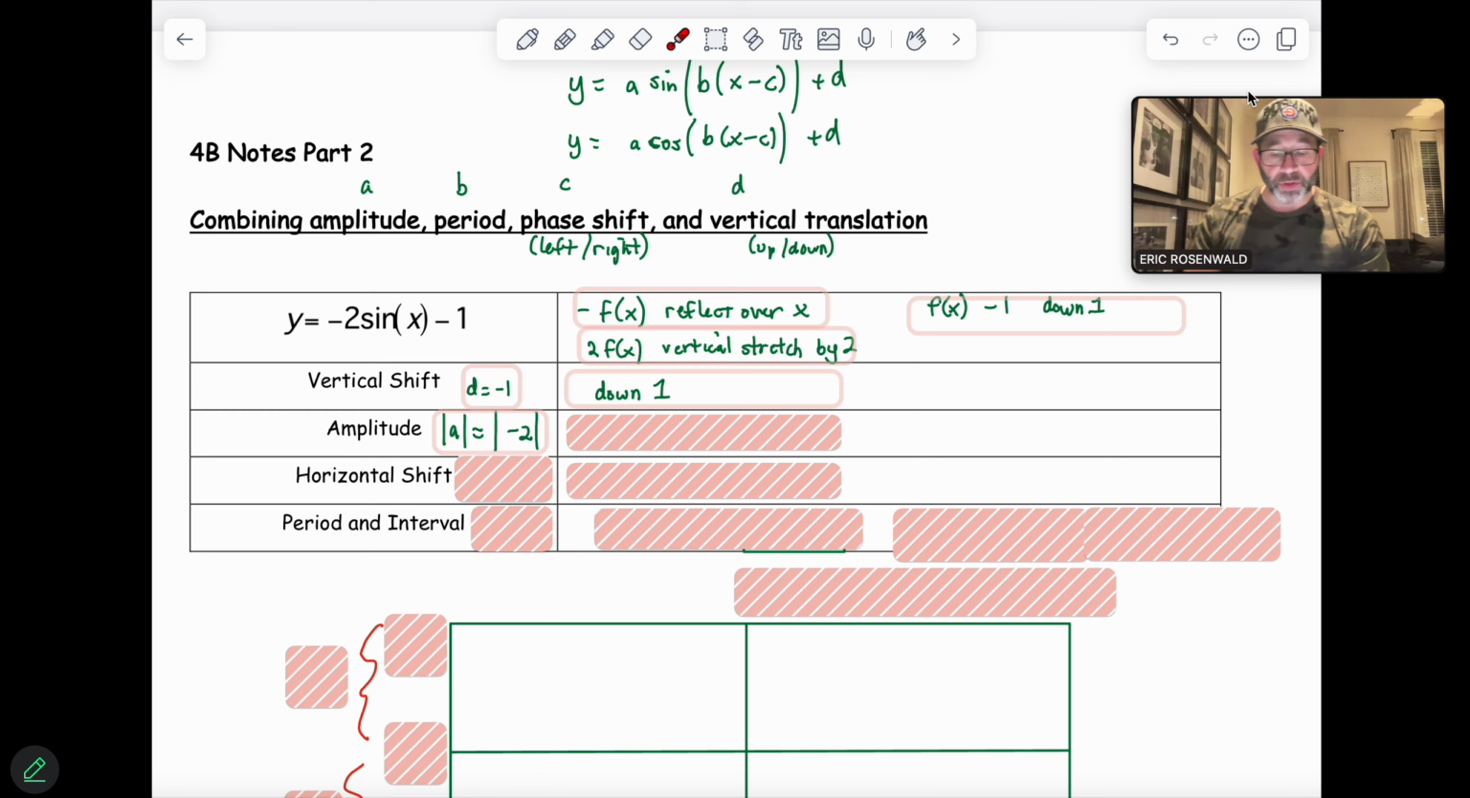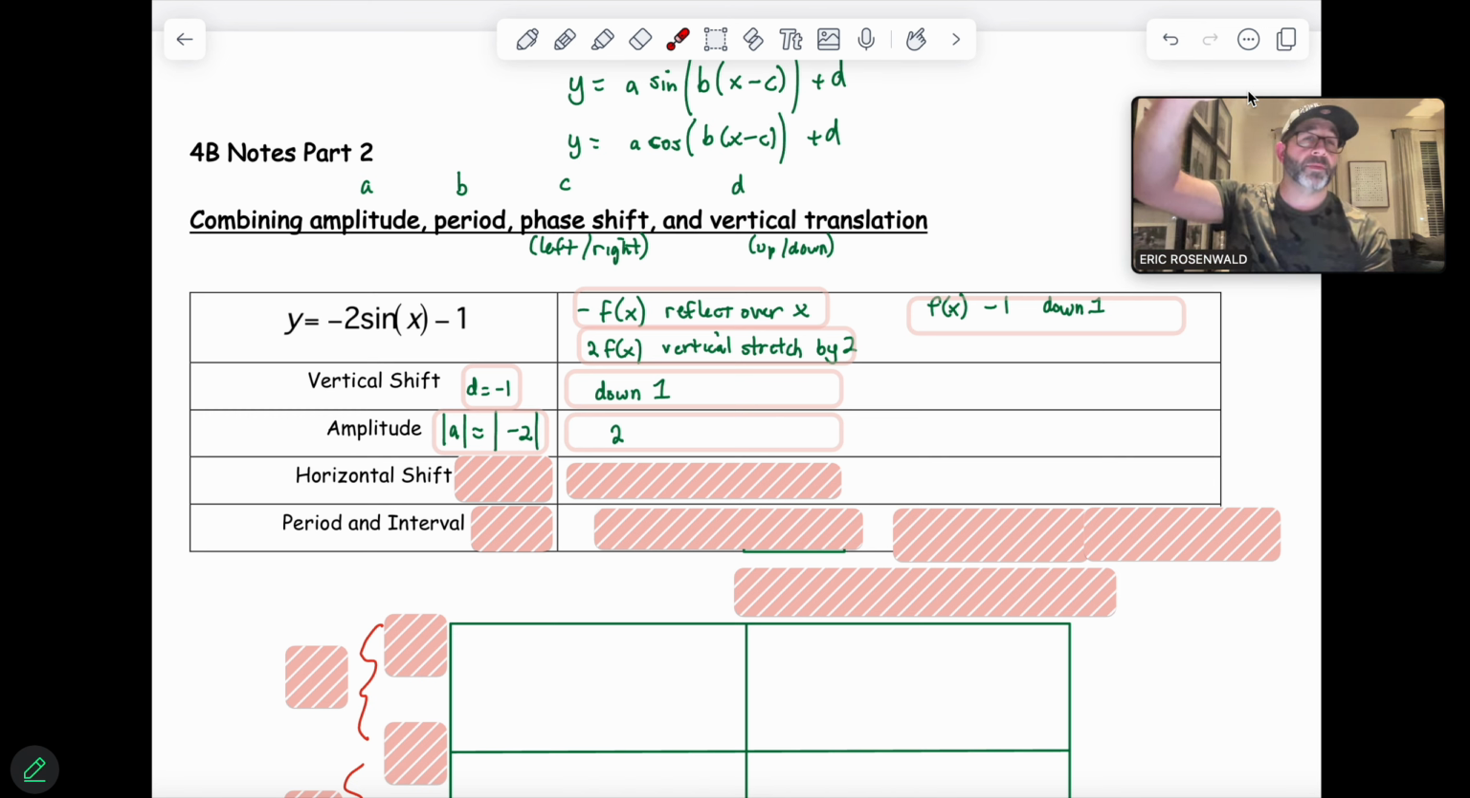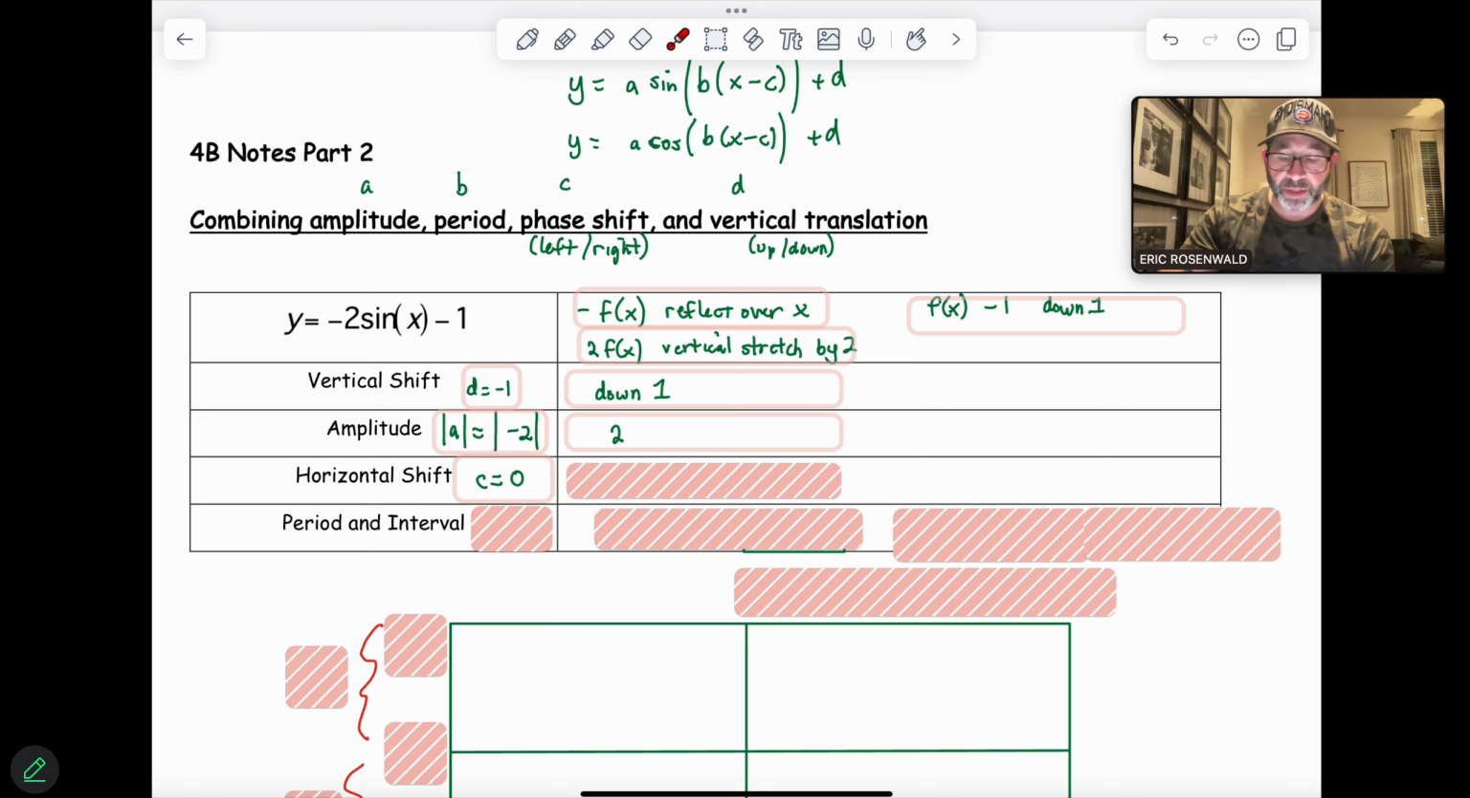For the amplitude, we look at the A value. That's the value in front, and we know it's -2, so the absolute value of -2 is 2. So the amplitude for this is simply 2. And remember, the amplitude tells us how far up from the middle it goes and how far down from the middle it goes. We're going to go 2 up and 2 down. For the horizontal shift, there is no shift. There's nothing attached to my x that's causing it to go left or right, so the C value is equal to 0.